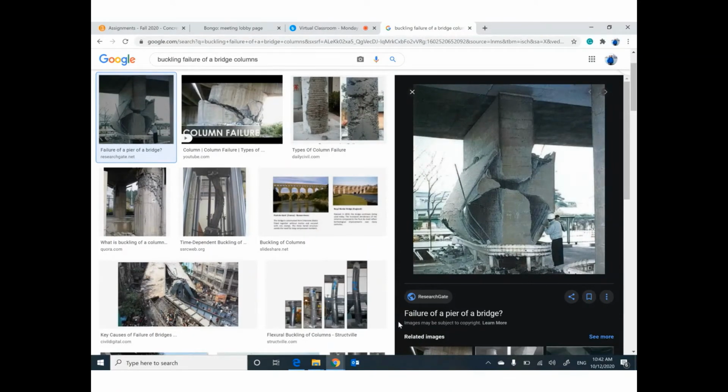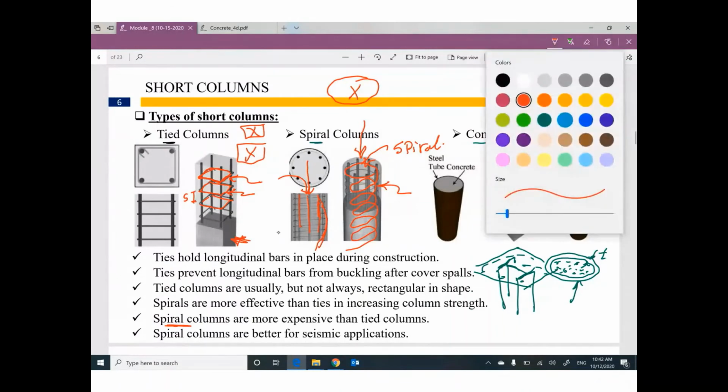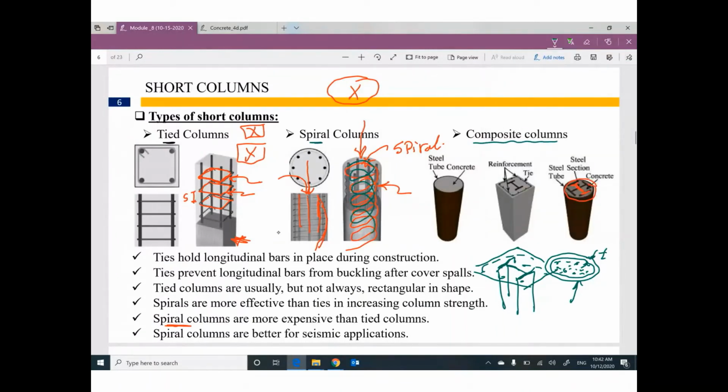Okay? If you are not talking about earthquake, the normal life, which is dead and live load, your force is a vertical force. So what is the main purpose, what is the function of this spiral? To hold the vertical reinforcement together, to work as one unit, to prevent any buckling of these longitudinal bars. So guys, I'm putting this information here. Ties prevent longitudinal bars from buckling after failure of the concrete cover.